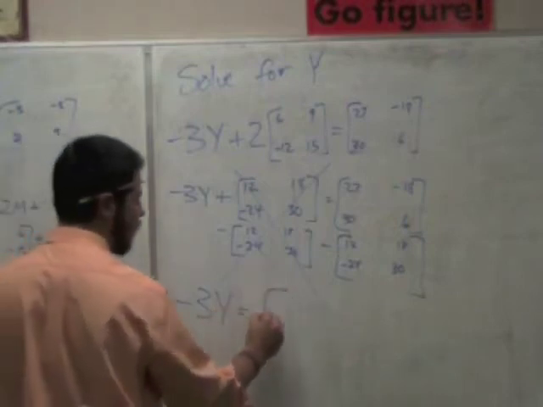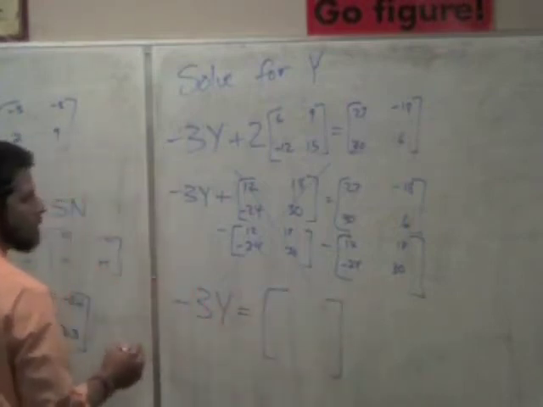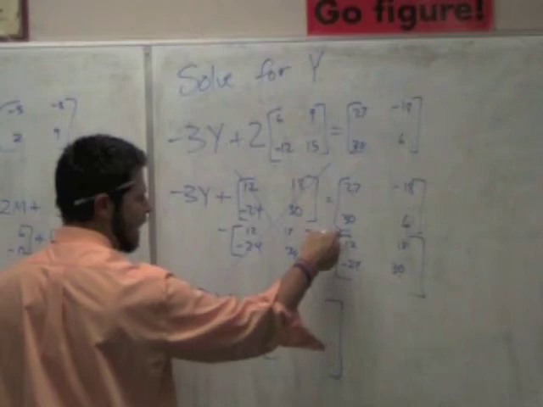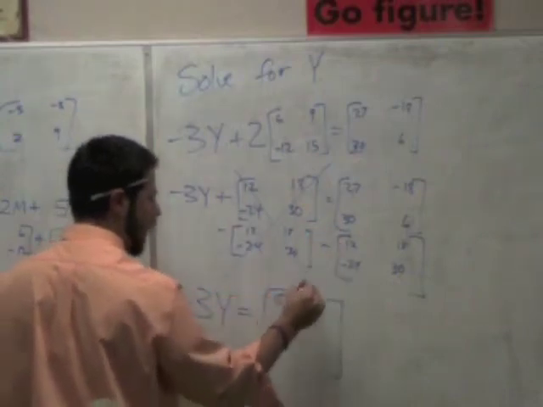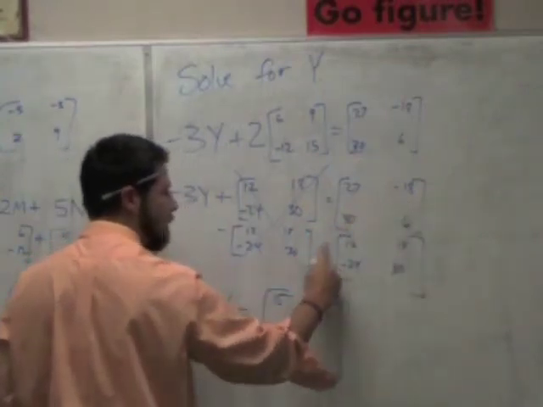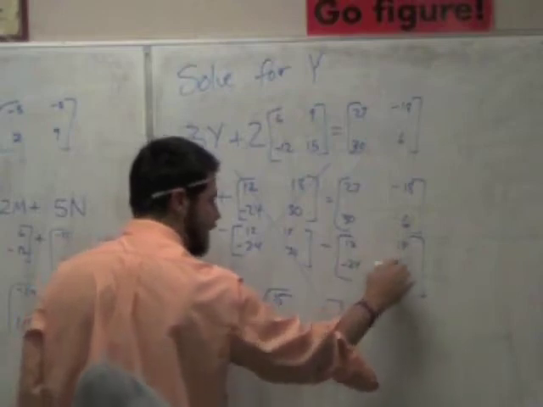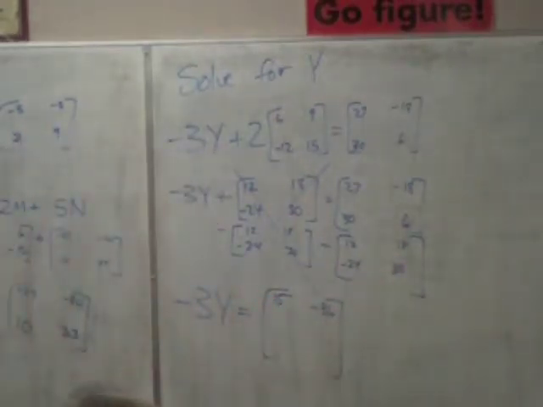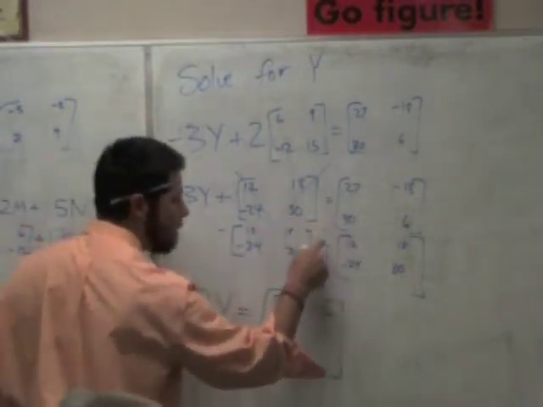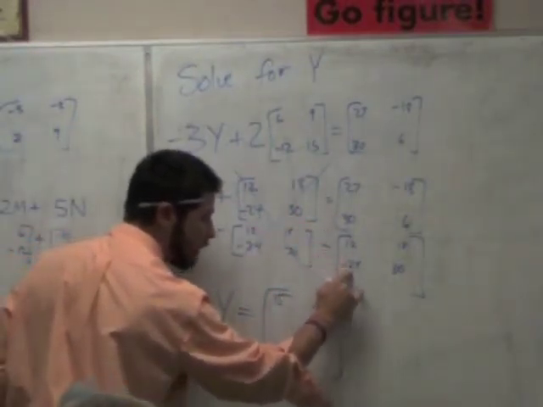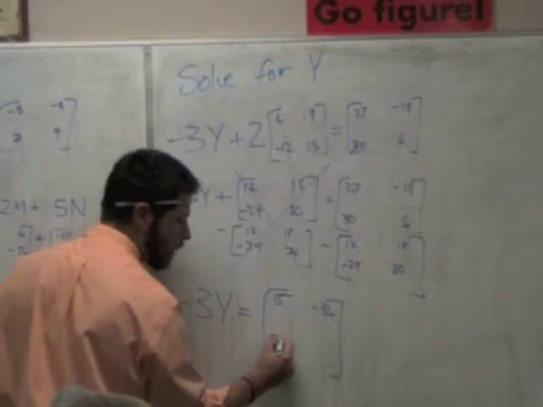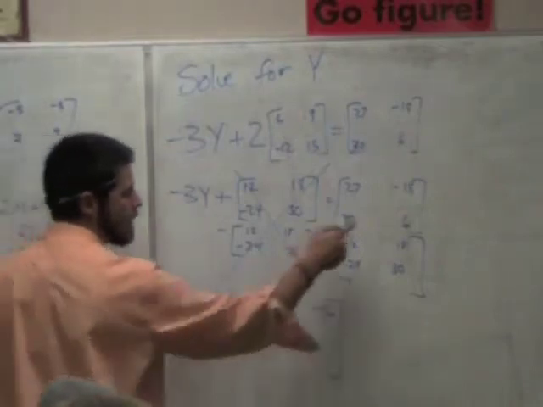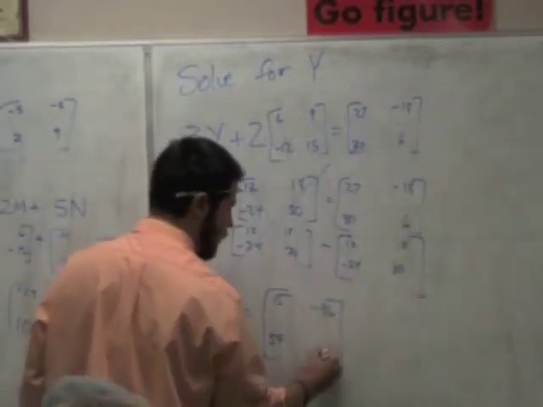Now we can just subtract these things. Let's see, 27 minus 12 is 15. Negative 18 minus 18. Don't put 0, put negative 36, please. Let's see, 30 minus a negative 24 would be 30 plus 24, which is 54. And 6 minus 30 is negative 24.